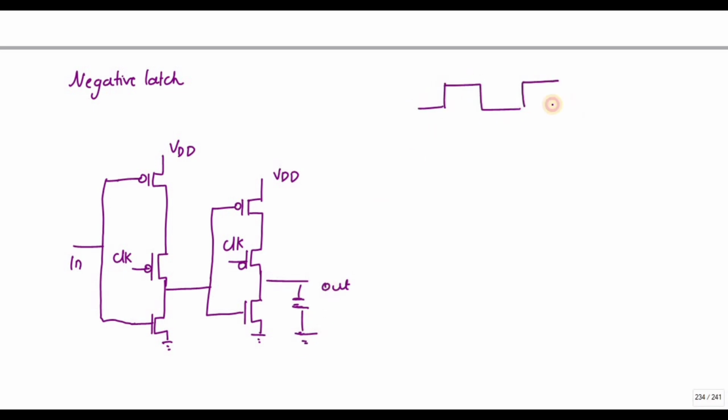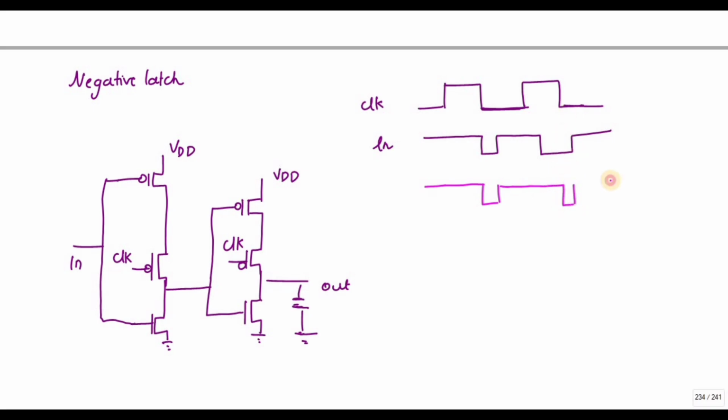This is my negative latch. This is my clock. Consider my input as this. The output will be, so this is my negative clock. It will be 1 for the whole period. After that, it goes from 0 to 1. Then during the negative half cycle, it will be like this. So this is my output.